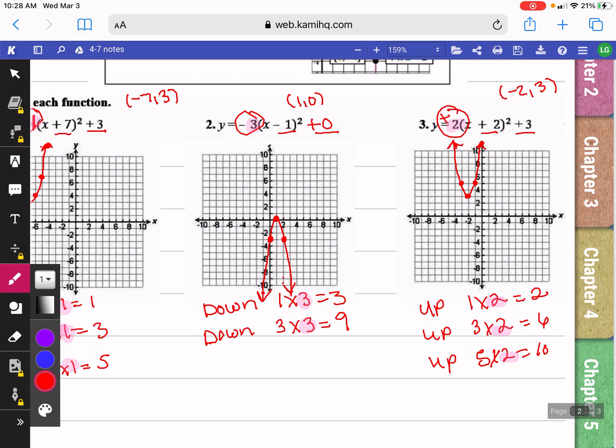So you identify your vertex. Remember, h, k, change it, keep it. Then you identify your a. If it's positive, you go up. If it's negative, you're going to go down. And use the 1, 3, 5 method. So 1 times a, 3 times a, 5 times a. That will tell you how much to go up or down each time.